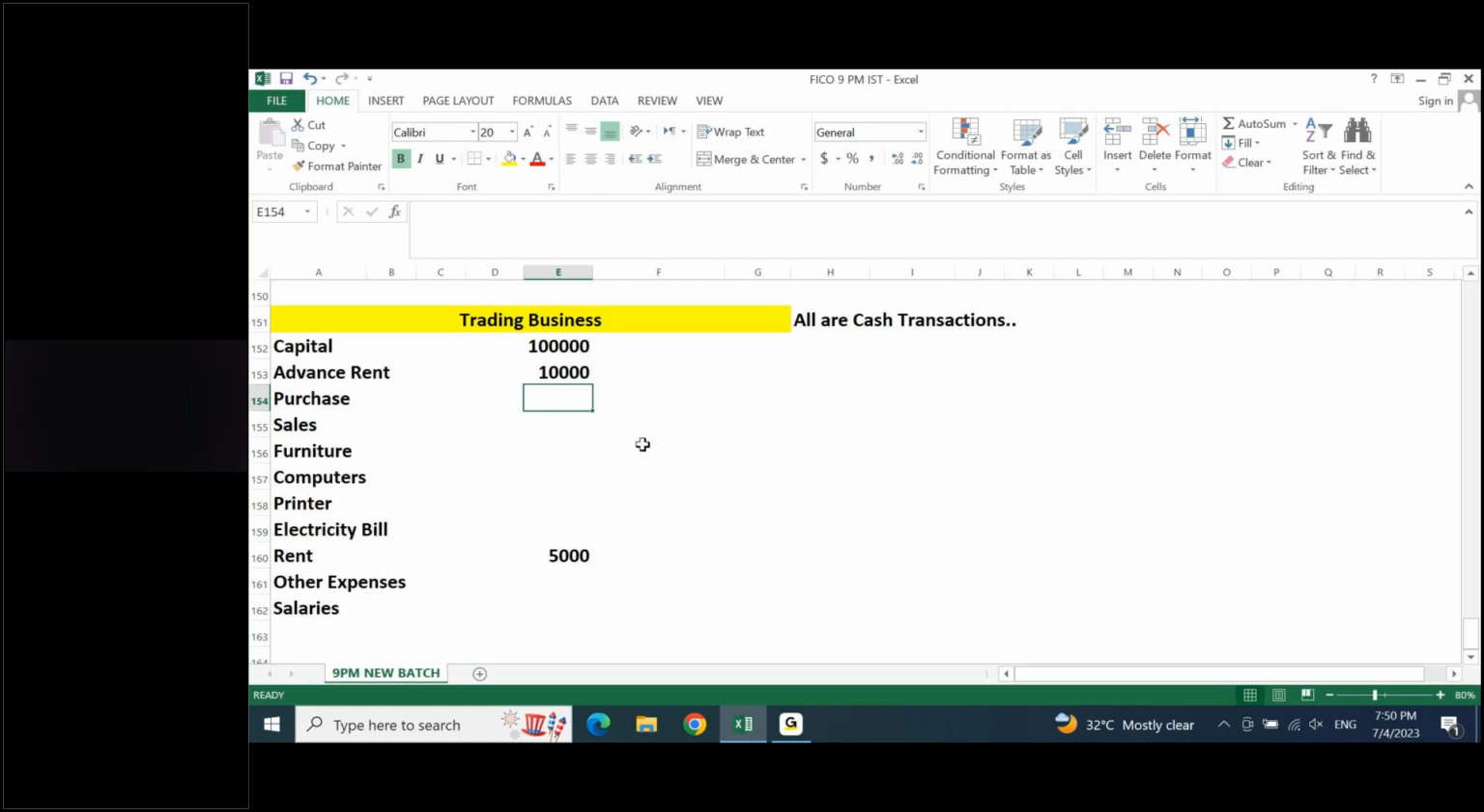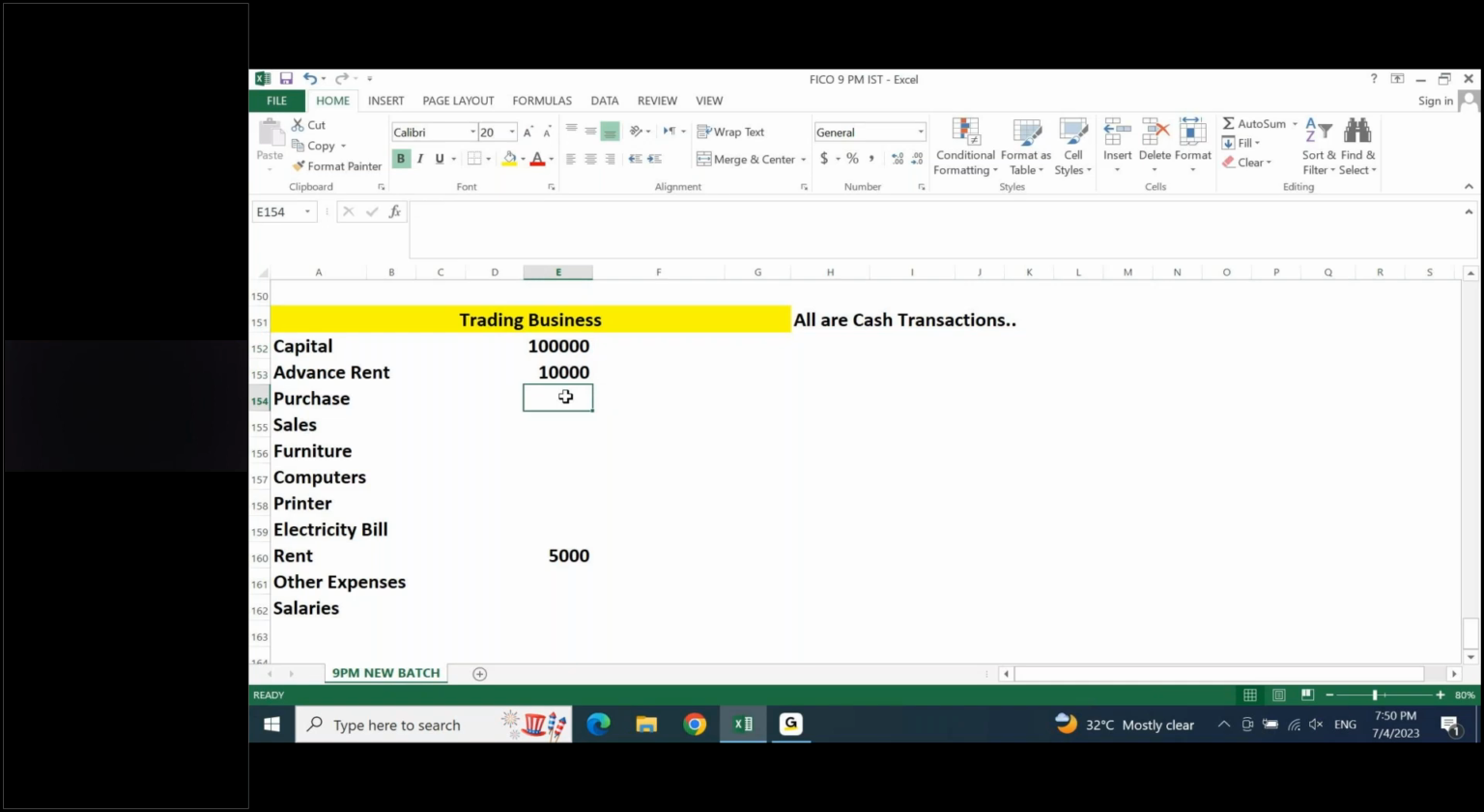Next, let's say from 100,000 you have spent 10,000. This 5,000, when will you be spending, at the beginning of the month or at the end of the month? End of the month. This 5,000 you will be spending at the end of the month. Now, at this stage, what is your available amount in your hand? 90,000.